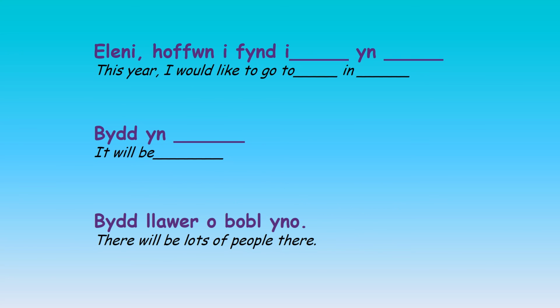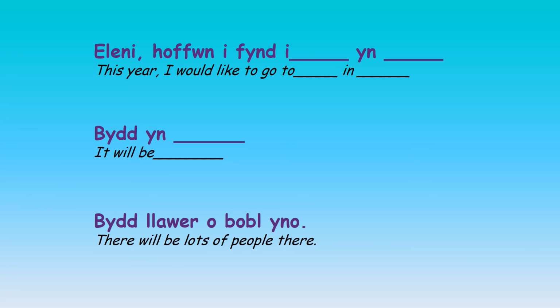You could then, for example, describe an event in the future. Awyrgylch. Eleni, hoffwn i fynd, was the atmosphere. Where the yellow box is shown here, you need to put an event. The best thing was going with my friends. Where the yellow box is shown here, you need to put a place. For example, eleni, hoffwn i fynd i sioe ym Mhorthcawl. This year I would like to go to a show in Porthcawl.